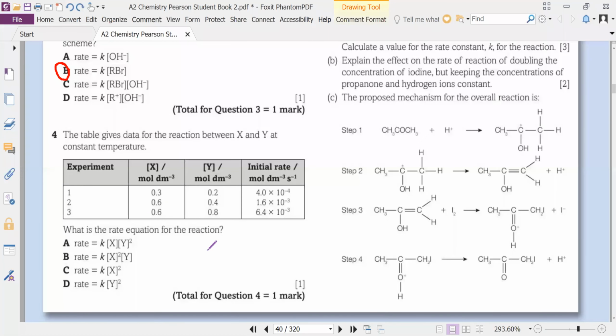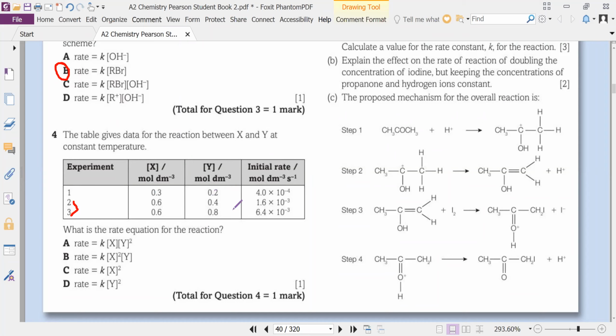In experiment 1 to 2, we can see that both of them have been doubled, but the reaction has only increased by 4 times. That means X is zero order. Very good. The order of Y we already know from 2 to 3.